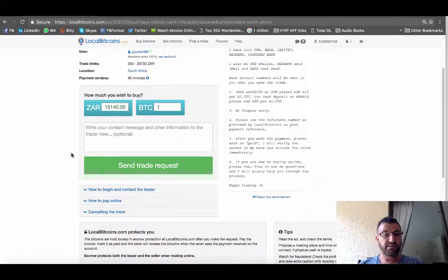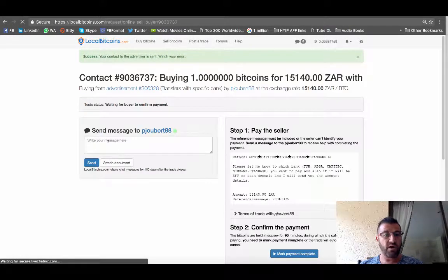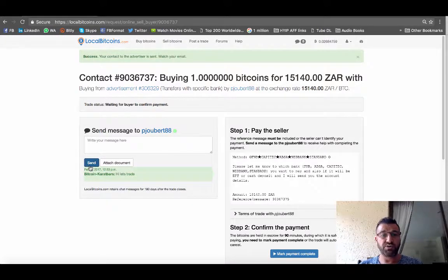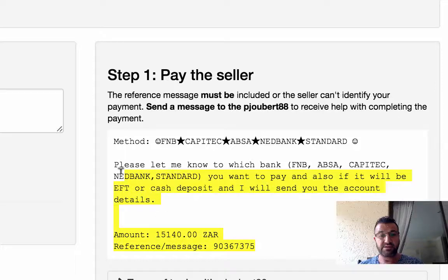So if you wanted to select the trade or start the trade, you just say, send trade request. Now you've opened the trade request. Hi, let's trade. Okay. And you'll wait for him to respond to you. When he's responded to you, then you could proceed in depositing the money into his bank account.